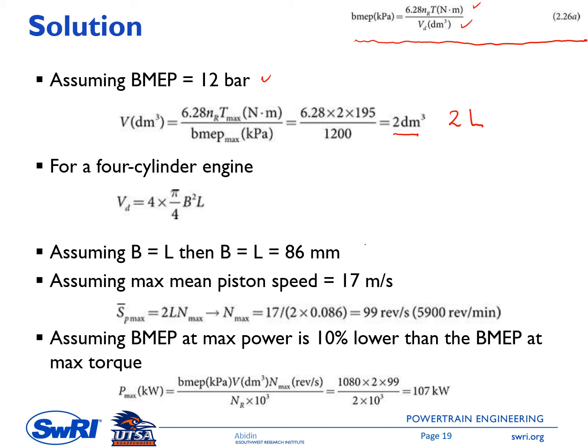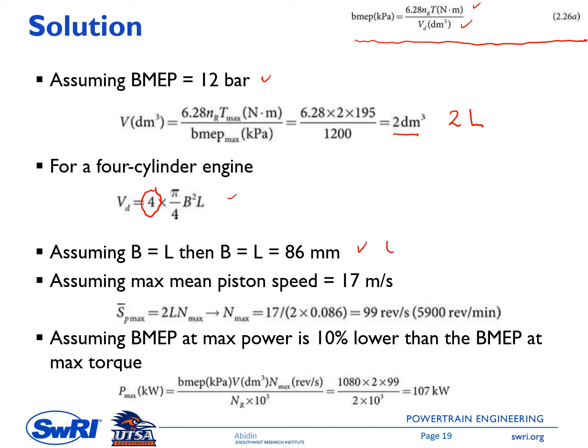Okay, let's assume we have a 4-cylinder engine, 4-cylinder inline. Then we can calculate the bore and stroke. Let's apply another assumption that the bore equals the stroke, so it is a square engine. We have this correlation, where the 4 represents the number of cylinders. To get the total volume of 2 liters, we have a bore and stroke of 86 millimeters. This is a square engine with 86 millimeters.